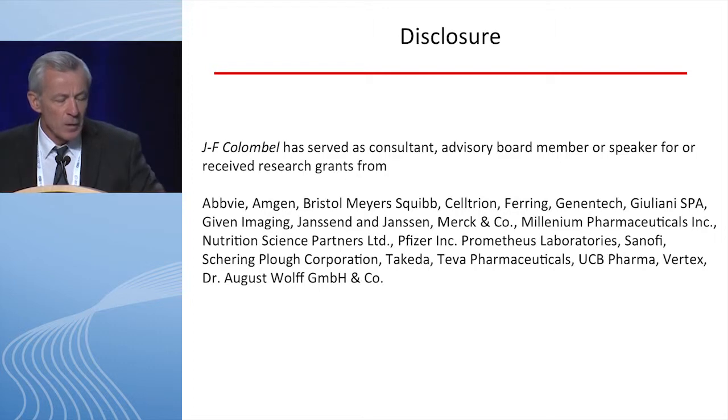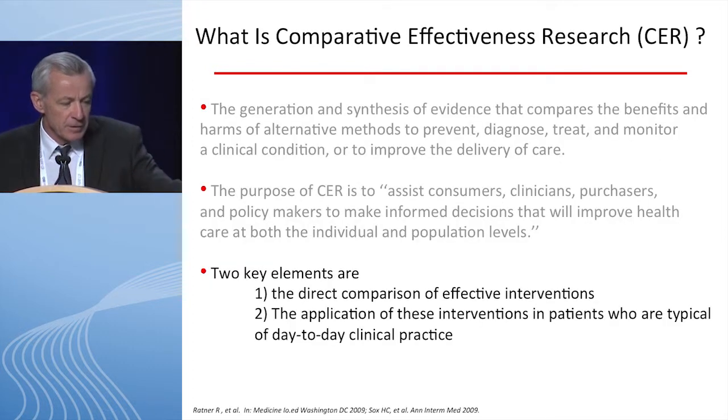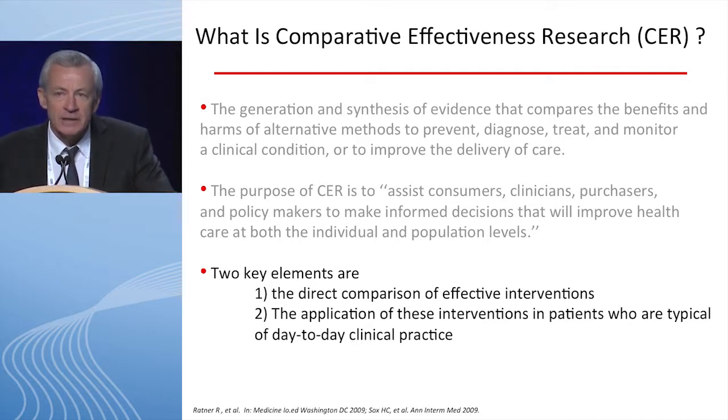So, what is comparative effectiveness research? You have these different points on your slide. I just would like to insist on the last point, because basically this is a very short summary. The two key elements of comparative effectiveness research are the direct comparison of effective interventions and the application of these interventions in patients who are typical of day-to-day clinical practice. So this is clinical care.